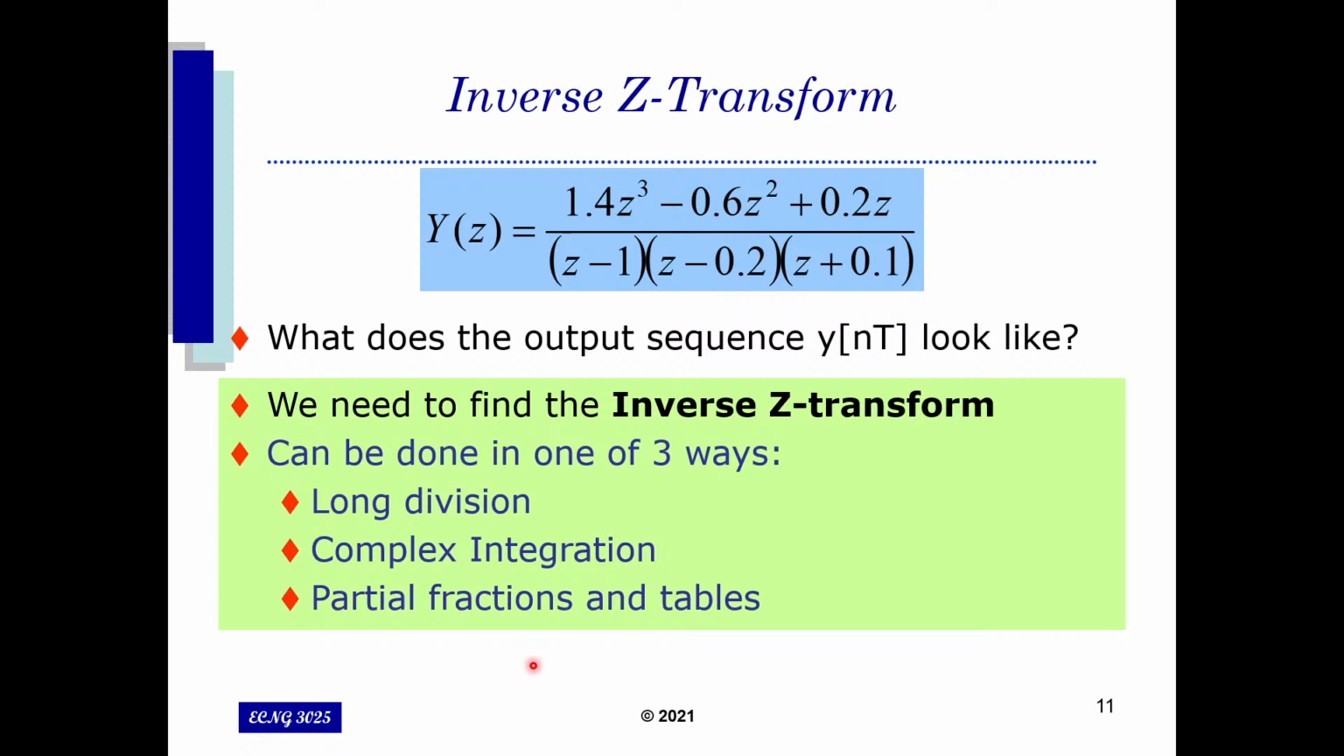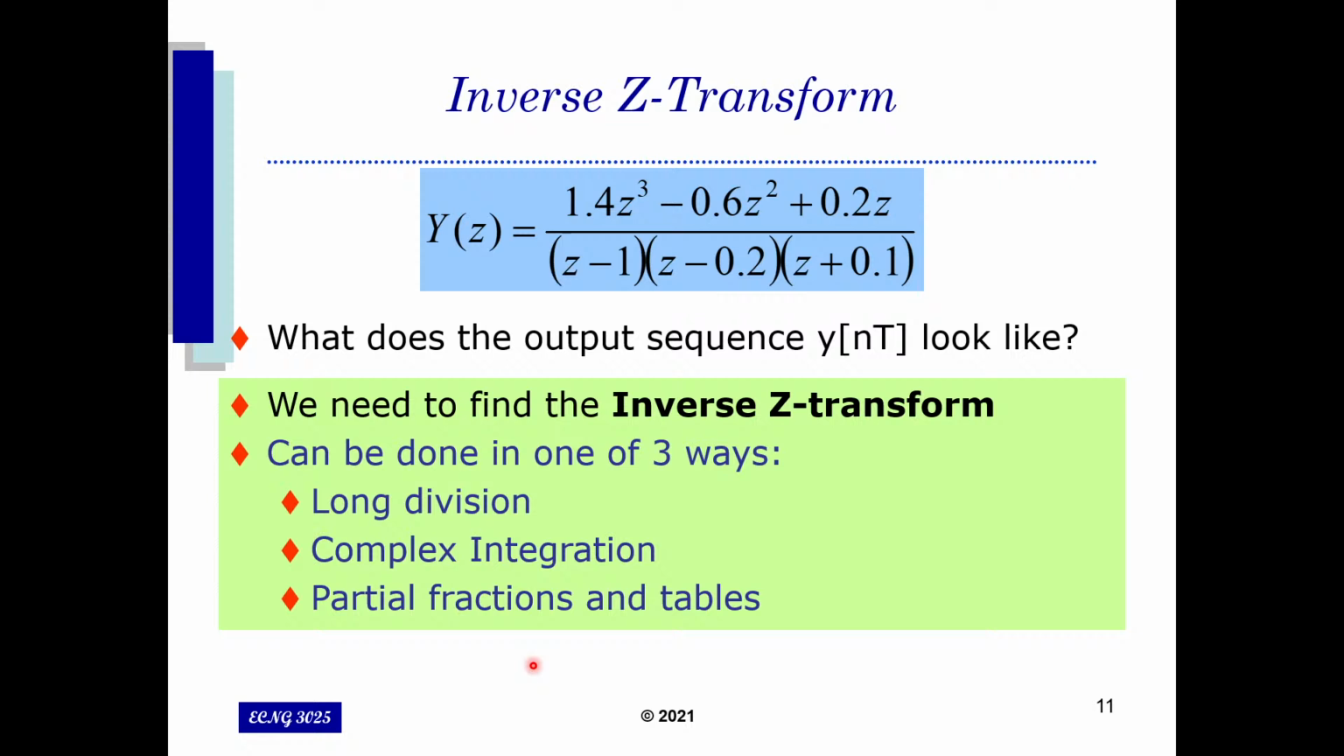So just to reiterate, long division will give us the open form solution or infinite solution, because as its name suggests, when we divide up these sequences, they do not have a remainder of 0, they just keep on going towards infinity. We can do complex integration, but we will not do this, we will only briefly discuss it, because as its name says, it is complex in nature. And we can also do partial fractions and tables, which will give us the closed form solution or the finite solution.